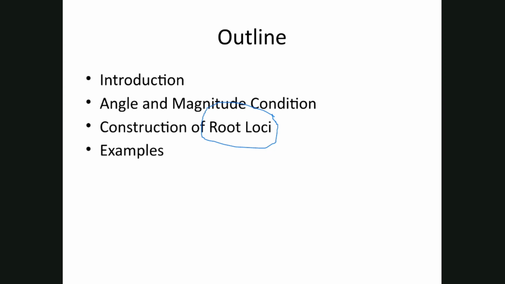And by which we are going to check the relative stability of your system. We are going to see what is the root locus, what is the angle and magnitude condition, and how to make the root locus, and a few examples. Okay, so this is actually a mathematical topic, as we all know that control systems are more or less a mathematical approach. Let's start from here.